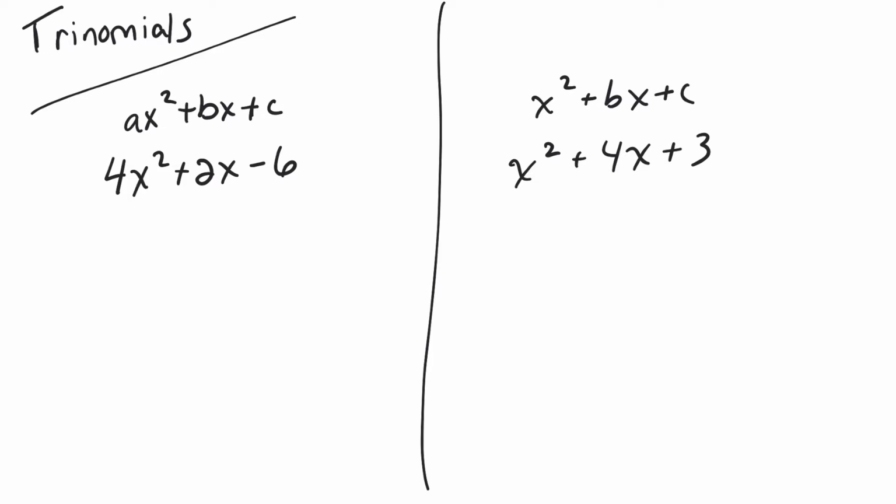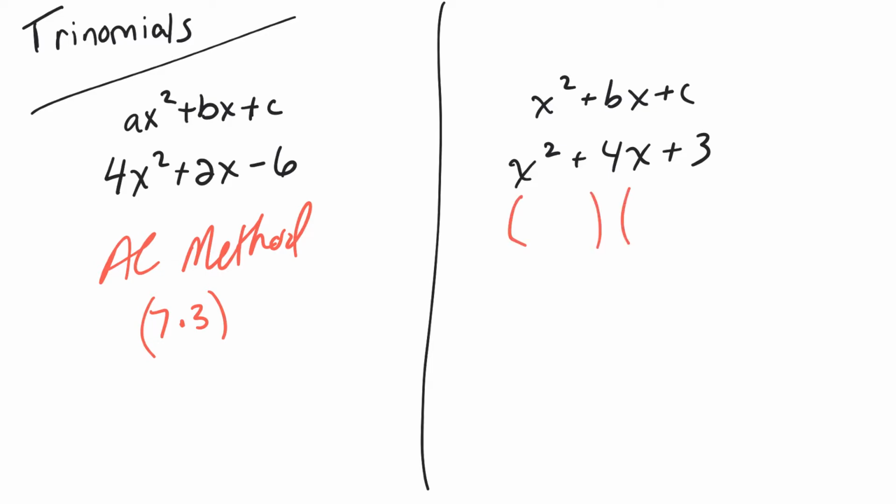If they have a number in the front, you're going to want to do the AC method. And you can find the AC method back in section 7.3. Or if you're not looking in the OpenStax book, you can probably Google the AC method and you'll find that strategy there. Or if it doesn't have a leading coefficient bigger than 1, like the second example over here, then you're just going to want to factor that thing into binomials.